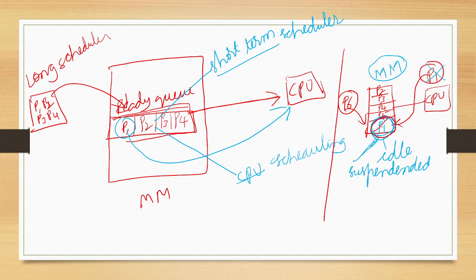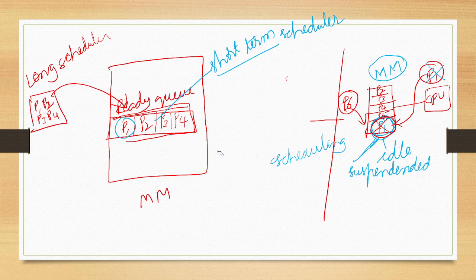This P1 process is suspended. What we have to do? This P1 process should move into the disk space. This P1 process should move to the disk space. This disk is a temporary storage area.